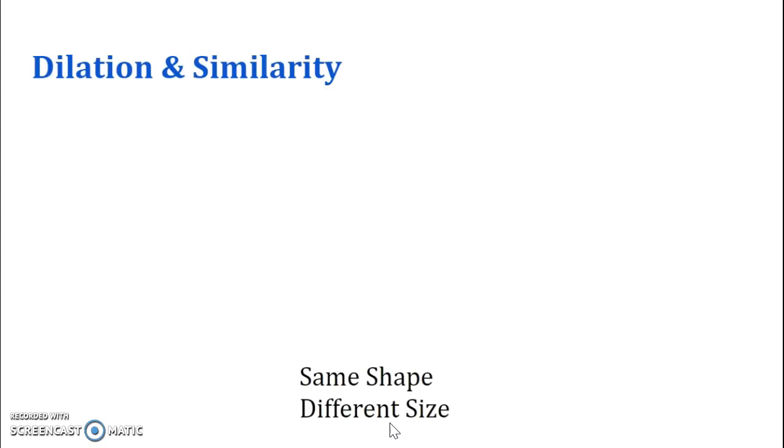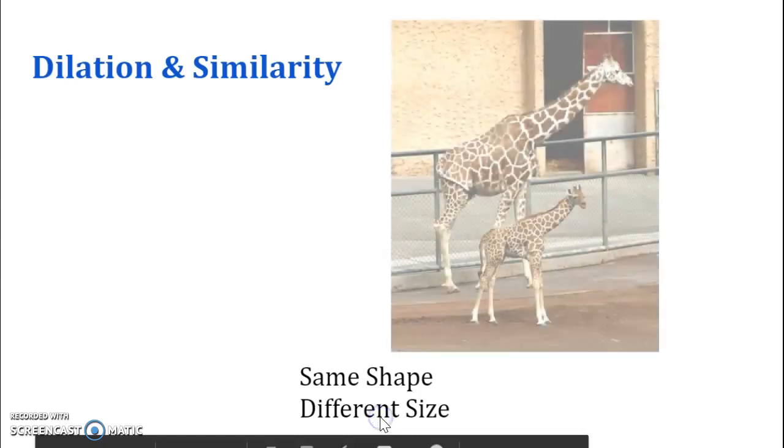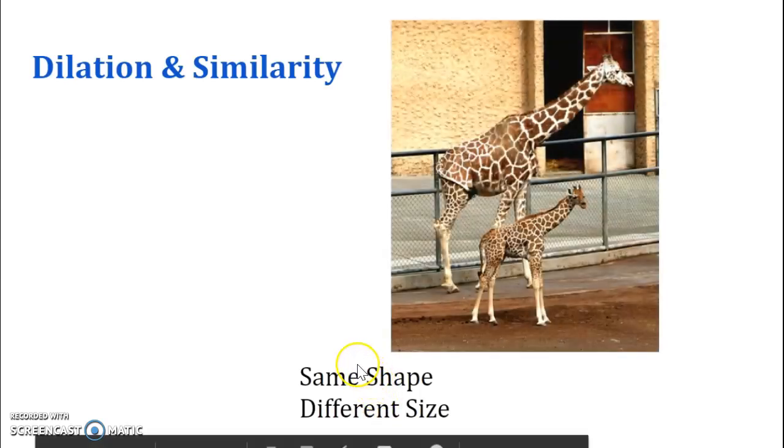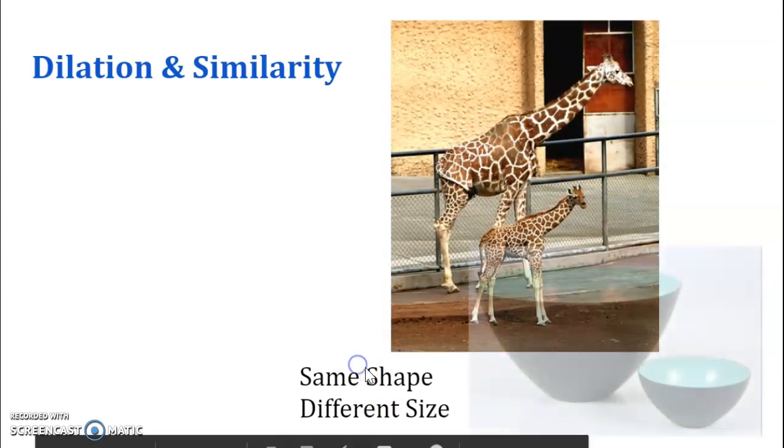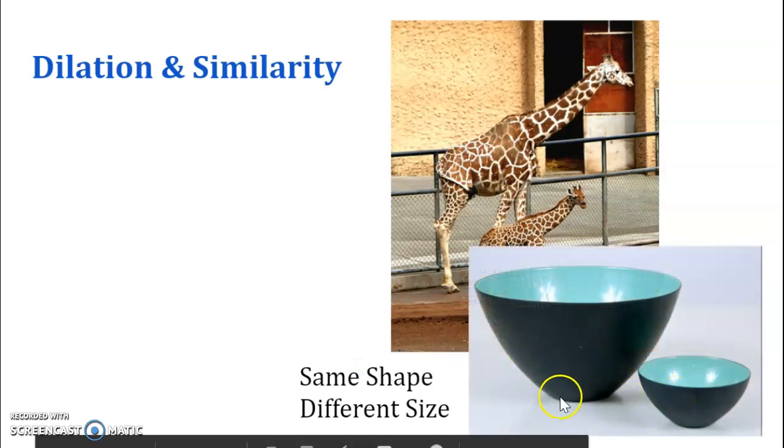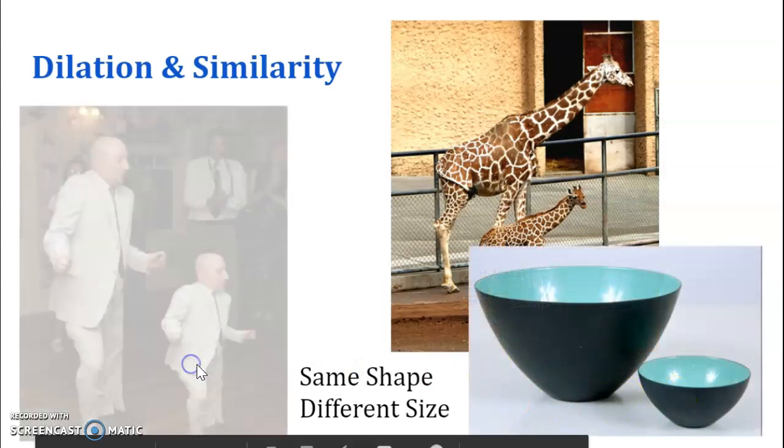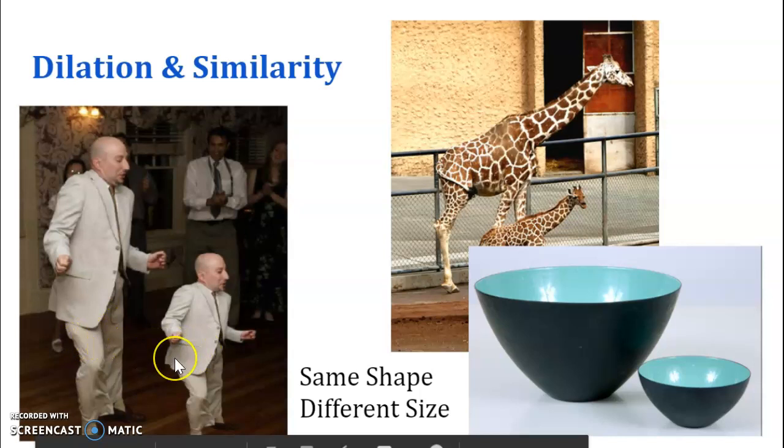When two things are similar, we say they are the same shape but different size. For example, these two giraffes are similar, or these two balls are similar, or these two people are similar, even though they are different size, right?